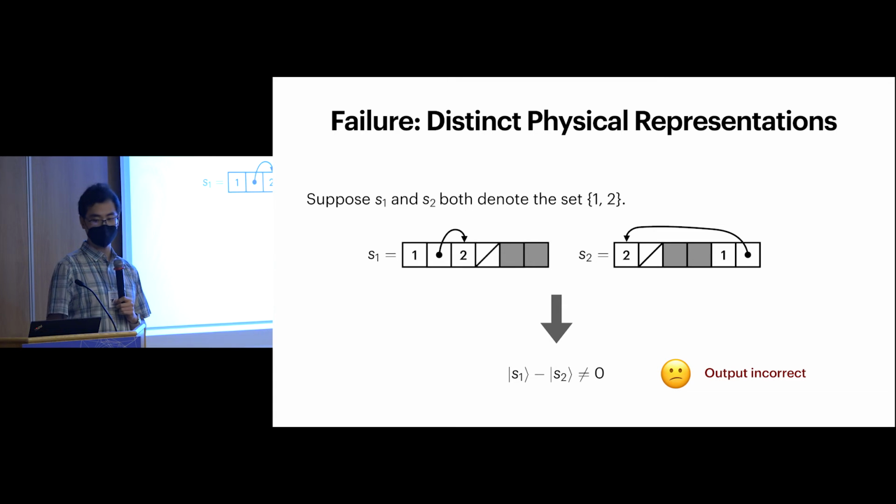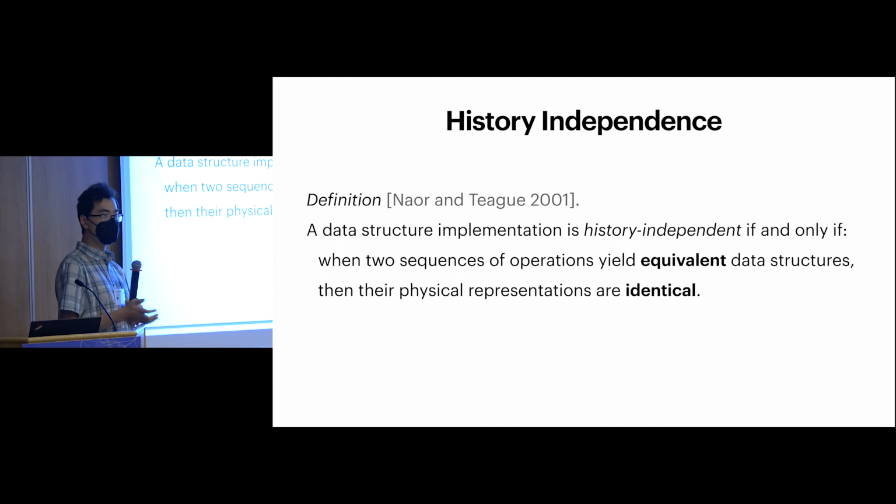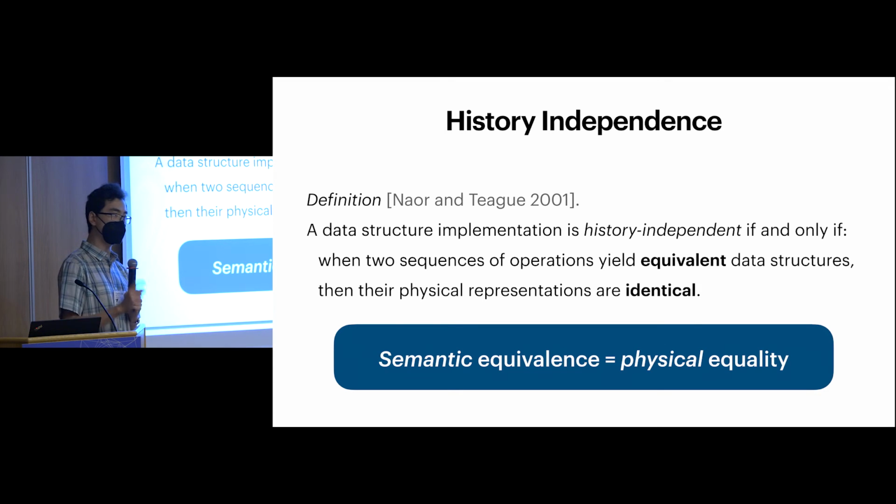Okay, so how can we possibly get ourselves out of this mess? The observation here is that we need a fundamentally deep property about the structure of the data structure. And that's called history independence. Now, history independence actually has a bit of a long history. It was first introduced in the context of privacy and security. And what it says is that you can have an abstract data structure that has a history-independent implementation if and only if you have two equivalent instances of that data structure, equivalent meaning the same set of abstract operations produce them, then the physical representations of these two instances must also be identical in memory. Put it very shortly, this means that semantic equivalence of two data structures implies physical equality of those data structures.